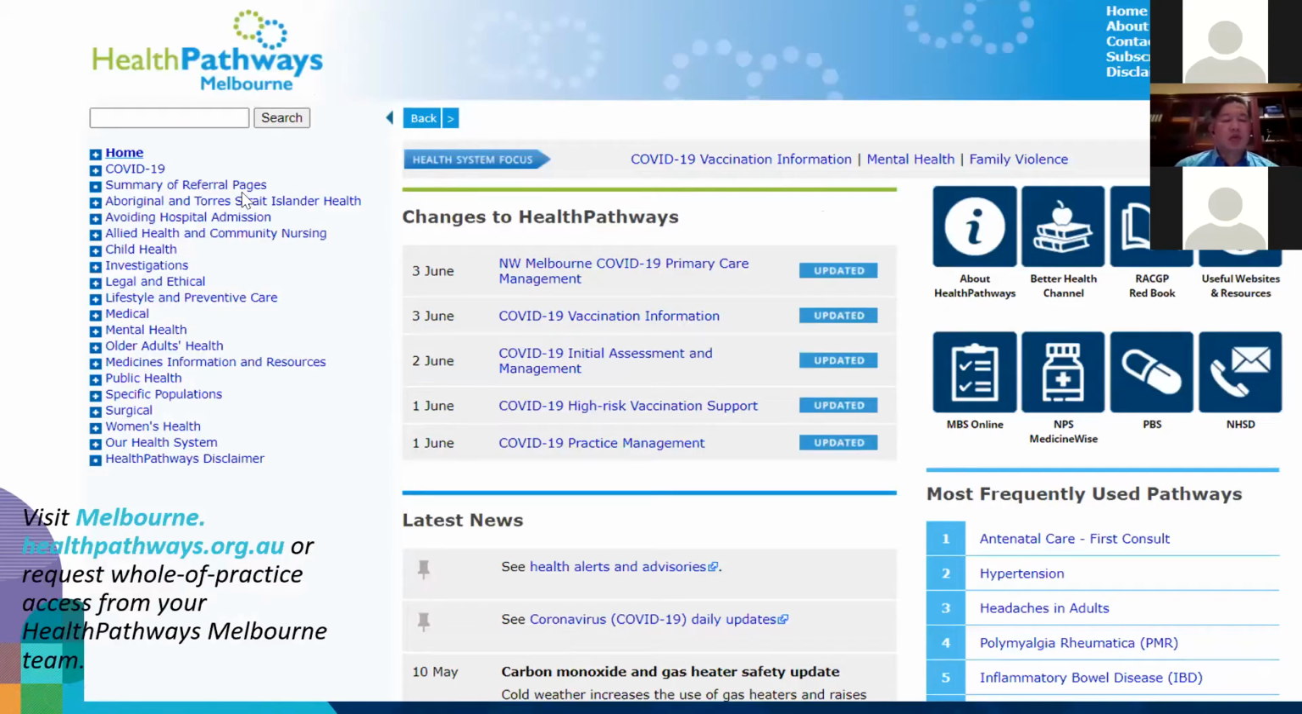So if you go to this website, melbournehealthpathways.org.au, you come up with the homepage here. On the left-hand side is a whole list of problems that you may face with your patients. And on the right there, obviously, some quick, easy click-on buttons to access readily available information.